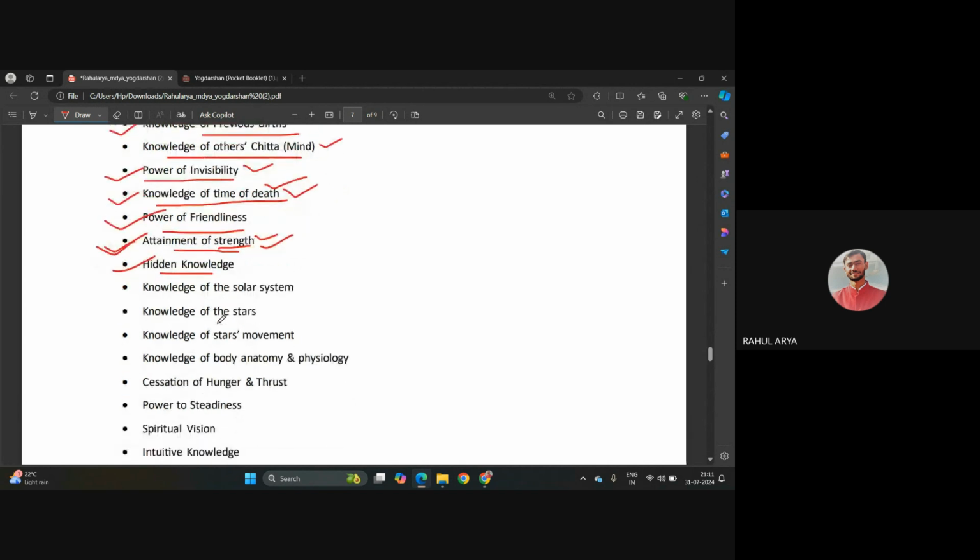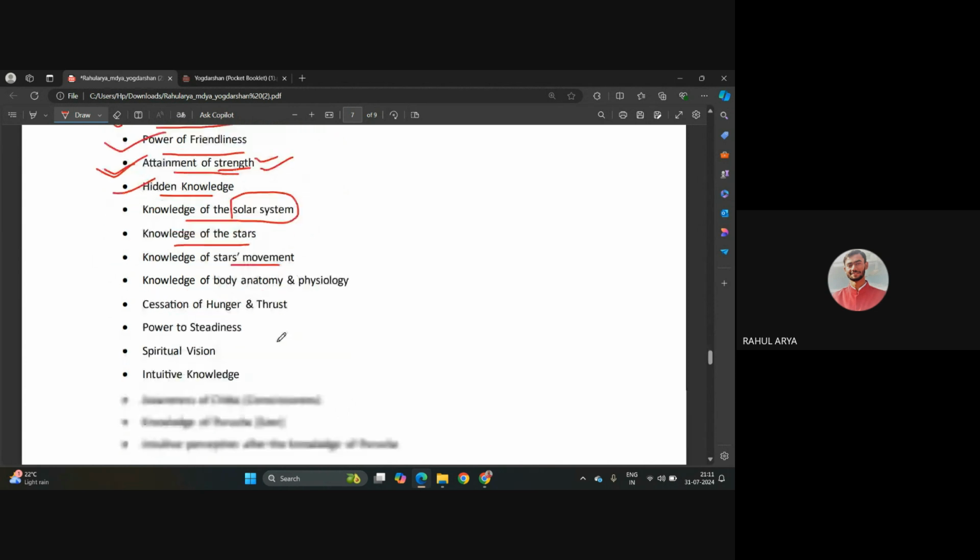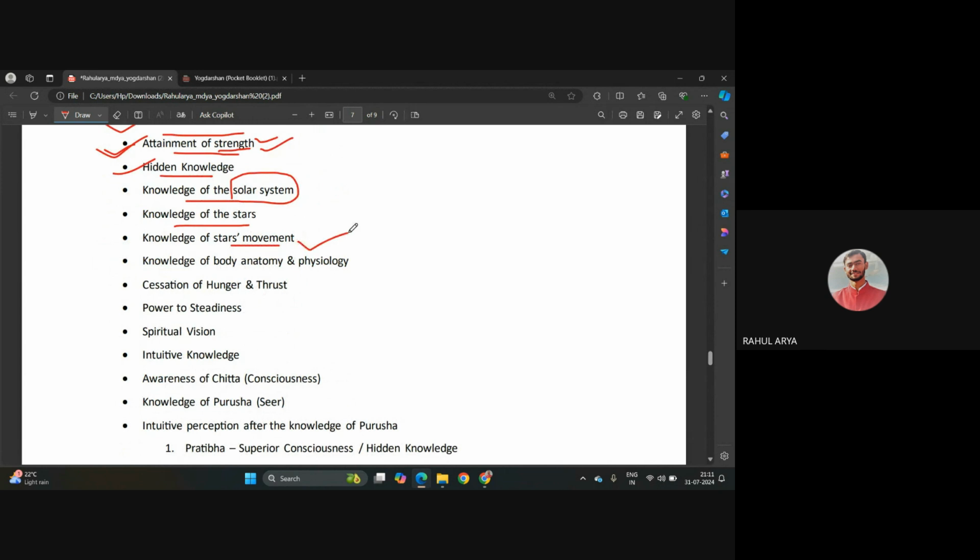And the knowledge of the solar system, meaning space knowledge: how the sun is working, how the other stars are working. That knowledge the yogi is able to know, which star is moving in which direction. Everything the yogi is able to know with the power of yoga.